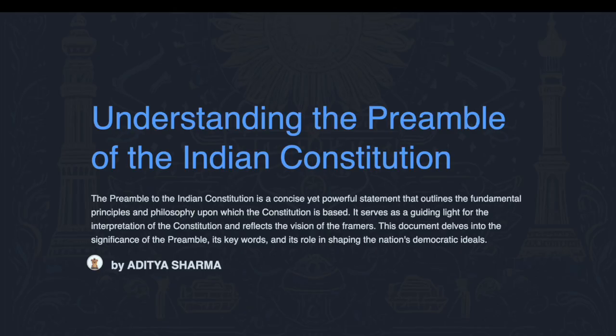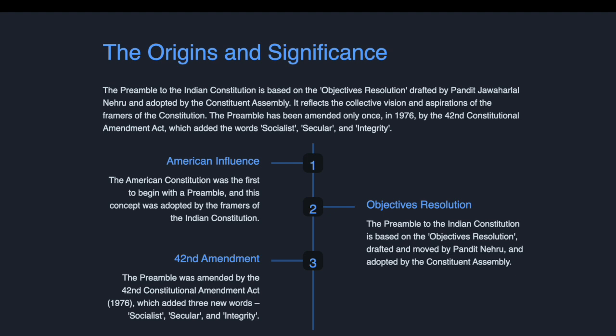Okay. Now we will see the preamble. So, the preamble to the Indian Constitution is based on the objective resolution drafted by Pandit Jawaharlal Nehru, and the preamble has been amended only once in 1976 by the 42nd Constitutional Amendment, which added the words socialist, secular, and integrity. The American Constitution was the first to begin with the preamble, and this concept was adopted by the framers of the Indian Constitution.